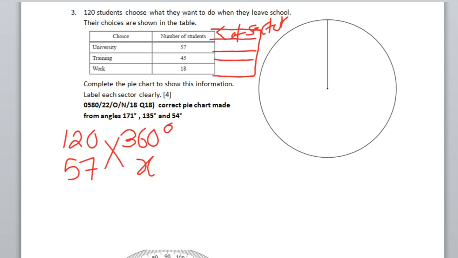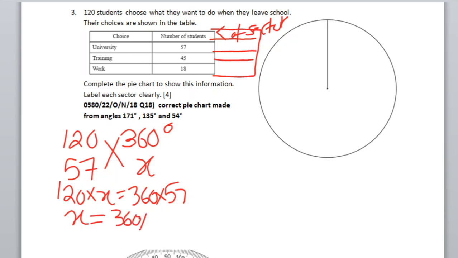Cross multiply and you will get your answer. 120 times x is equal to 360 times 57. Then divide by 120. 360 times 57 over 120, and this should give us 171 degrees. Okay. For the next part, simply replace 57 with 45 and do the same.